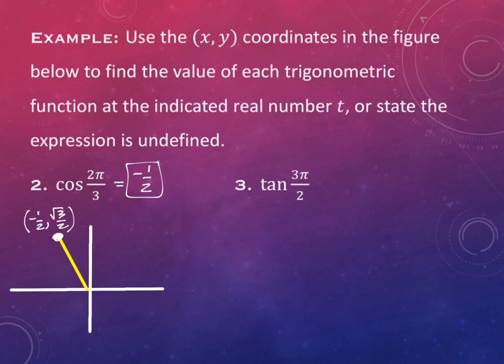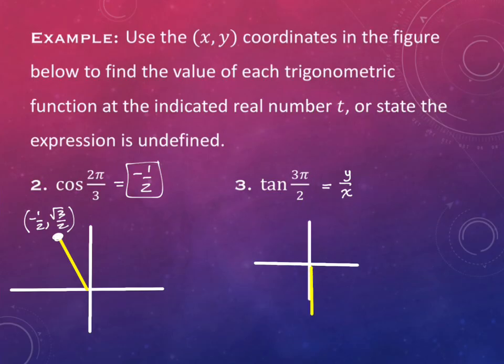All right, the next one is tangent. I will jot this down as a reminder for us. Tangent is y over x. So when we're looking at this one, we do need the x and the y value for the ordered pair we're looking at. Where is 3 pi over 2? It's the 270 angle, which is on the bottom y-axis, right? So we're actually down here.